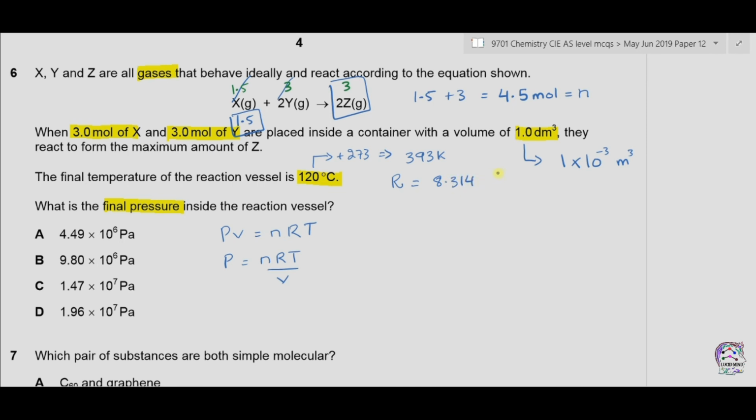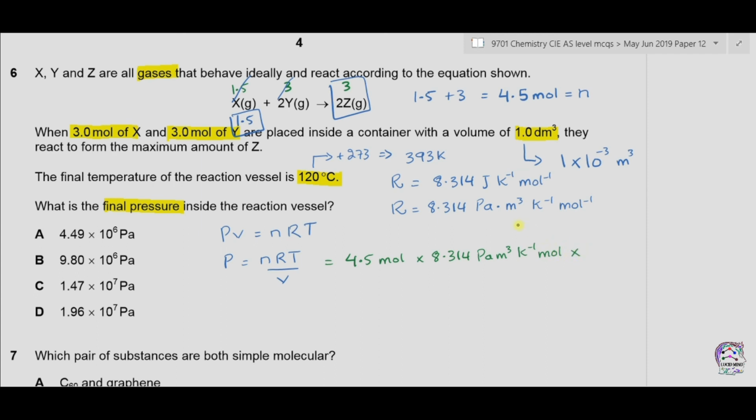Now the value of the ideal gas constant from the data booklet is 8.314 joules per Kelvin per mole. We can also write this as 8.314 Pascals meter cube per Kelvin per mole. Now putting all these values in this equation, we have 4.5 moles into 8.314 Pascals meter cube per Kelvin per mole.